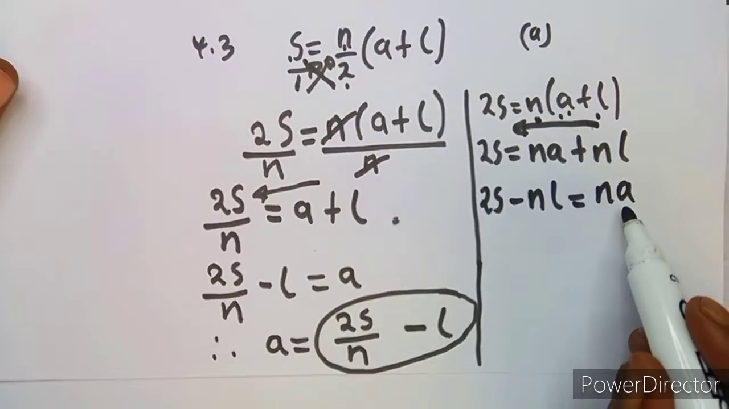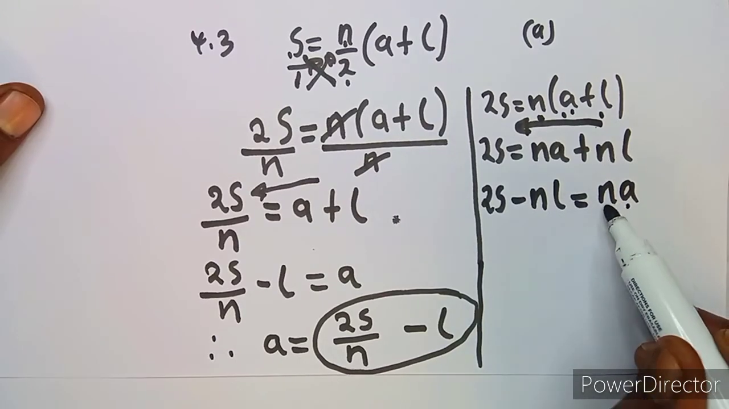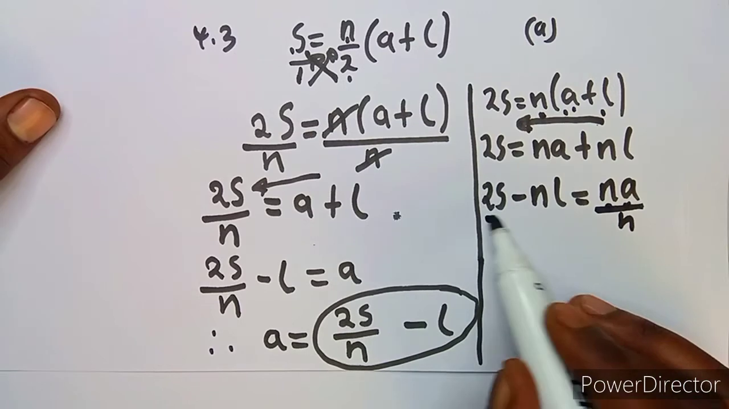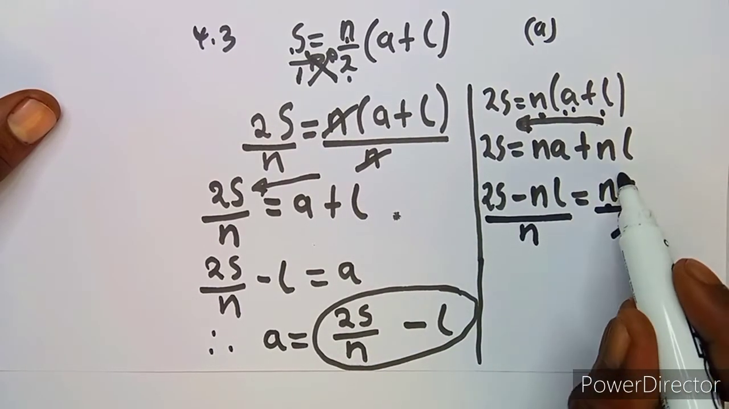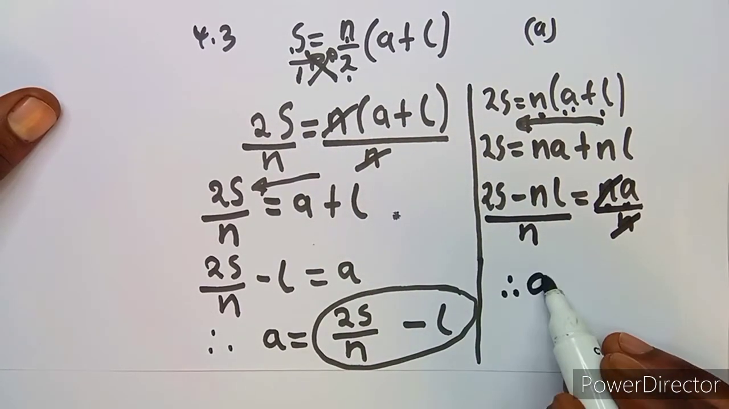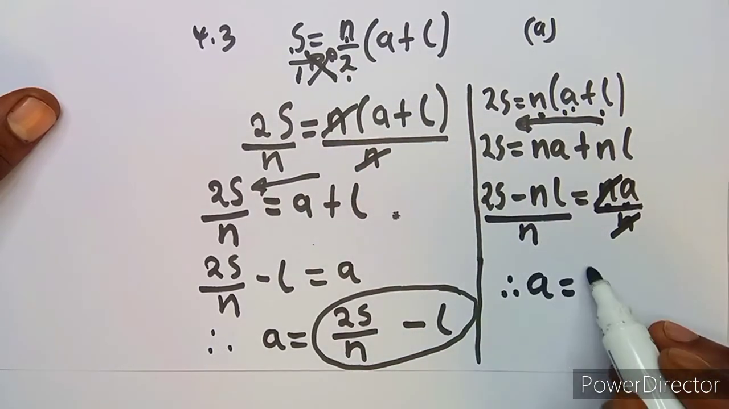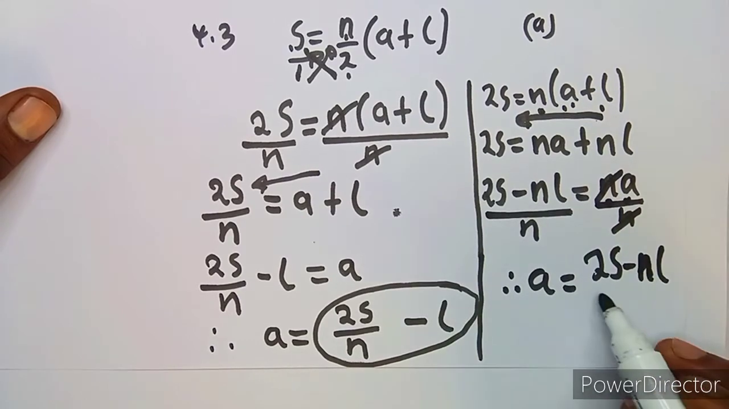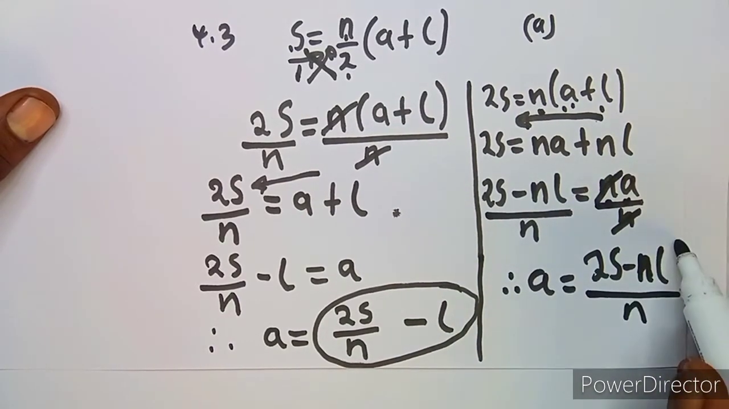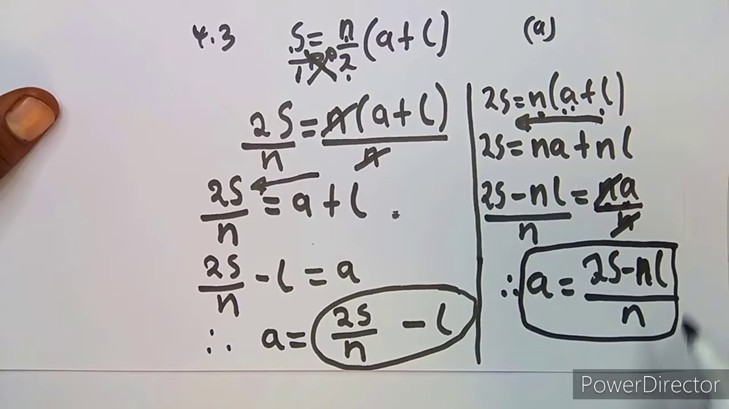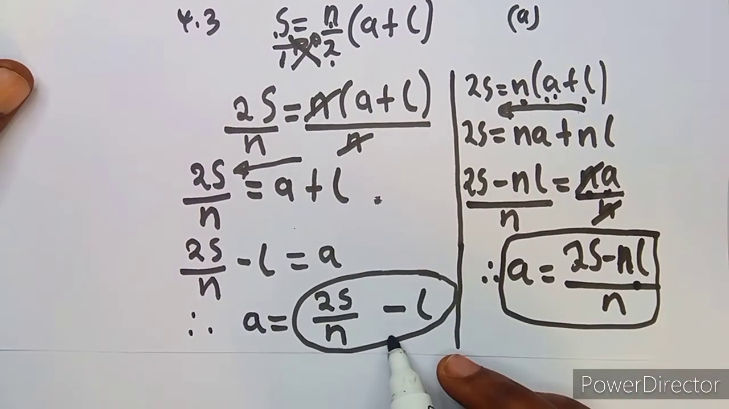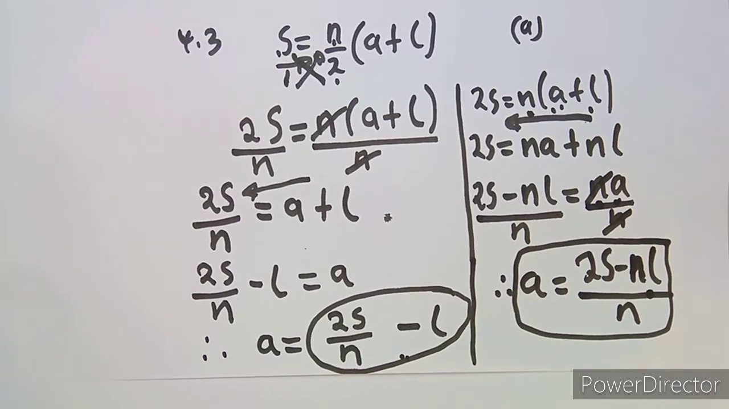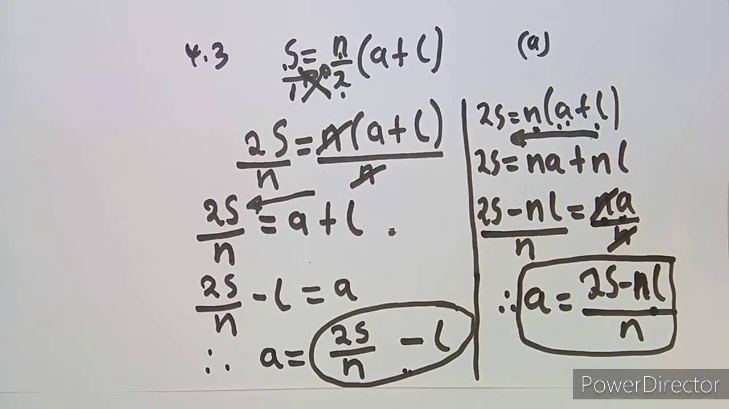And I want to make A the subject, so n is multiplying. So how do I remove this n? I divide by n like this, so it's going to cancel. So therefore A is equal to this whole fraction, which is 2s minus nL over n. So you can write it like this. It's one and the same. So this answer here and this answer here, they mean the same thing. They are just one and the same thing. So they can mark any of these two answers, okay?